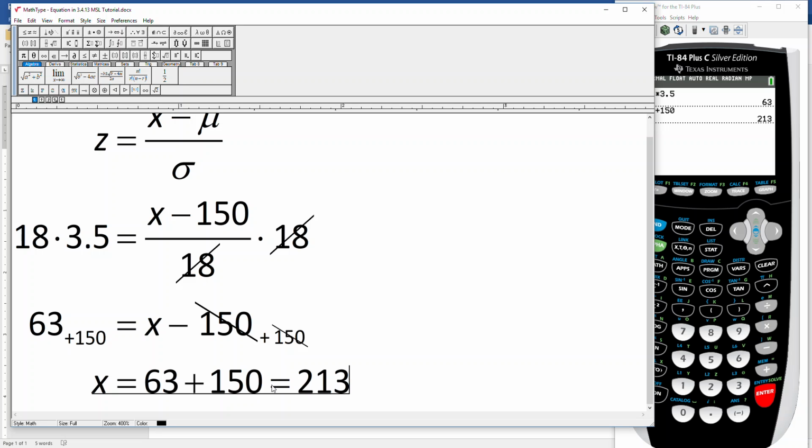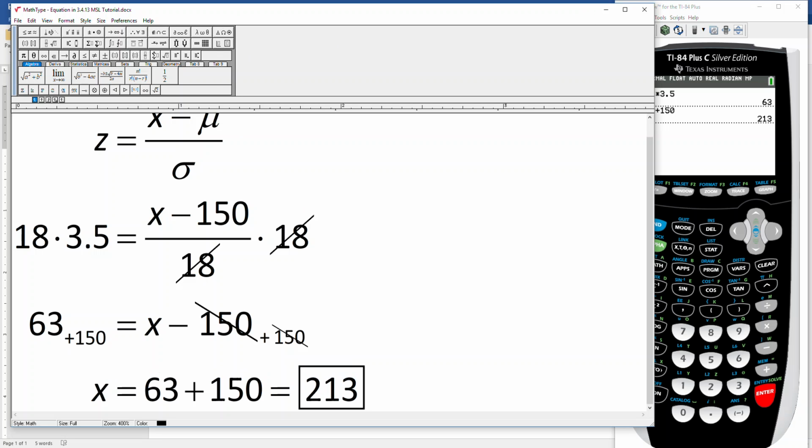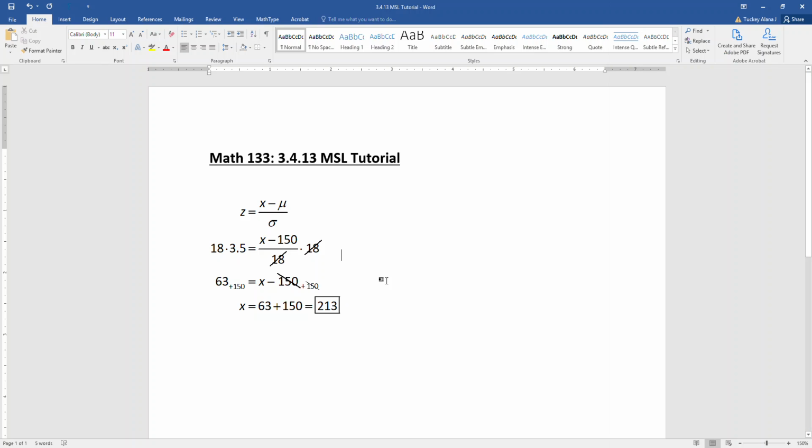So there's what we need. We need to score at least a 213 in order to be at least 3.5 standard deviations away. So we must score at least 213 on this exam.